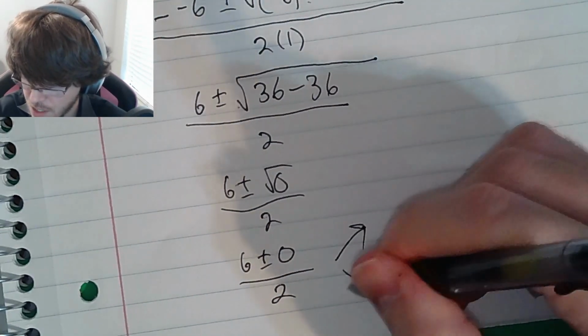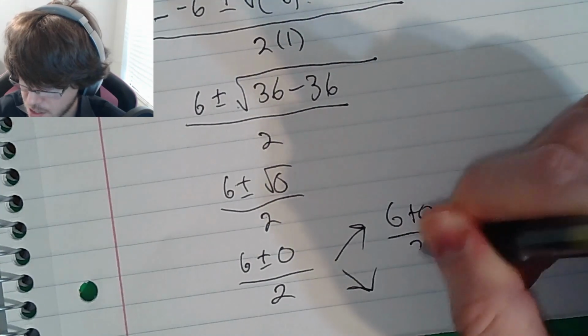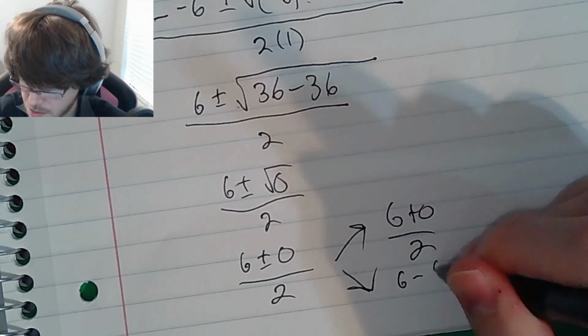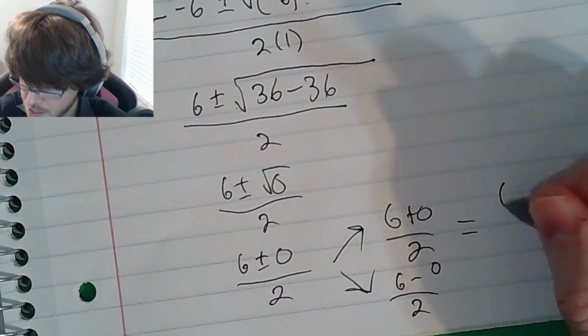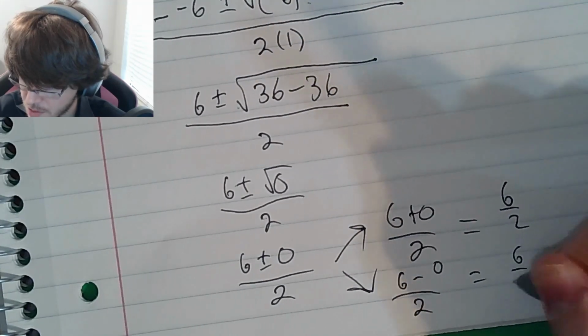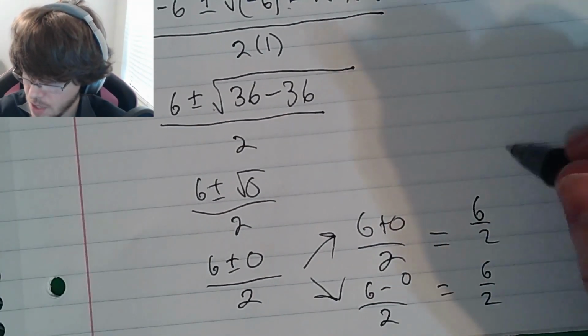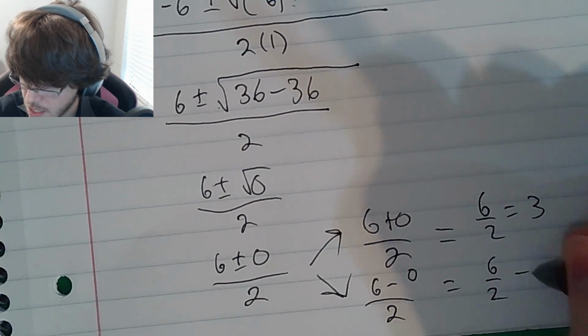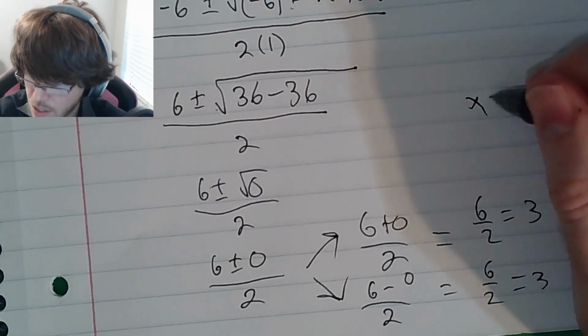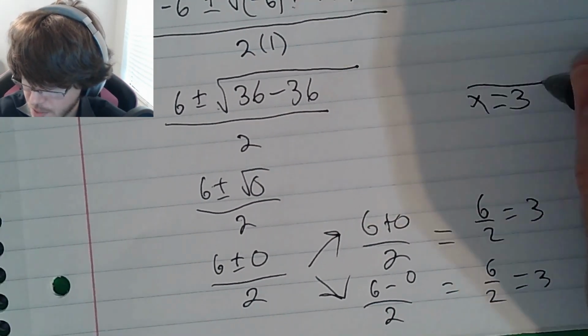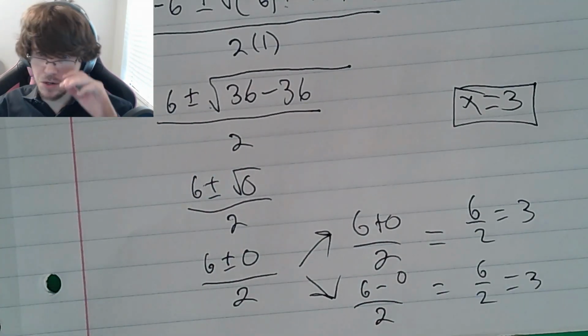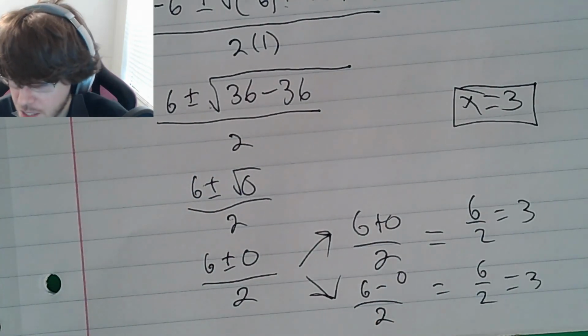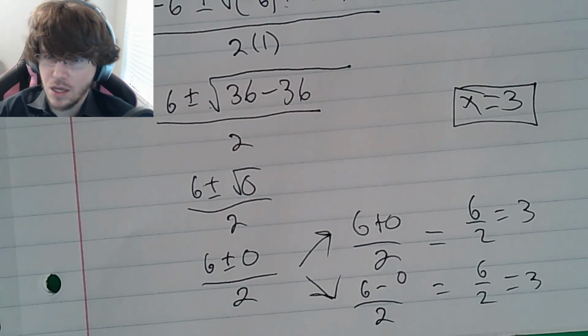And this creates two different answers. We got 6 plus 0 divided by 2, and 6 minus 0 divided by 2. Well, that's 6 divided by 2, and that's 6 divided by 2. Either way, we get 3. We have x equals 3. We only have one solution to this problem. This is called a double solution, or a double root. It does happen on these questions on occasion.